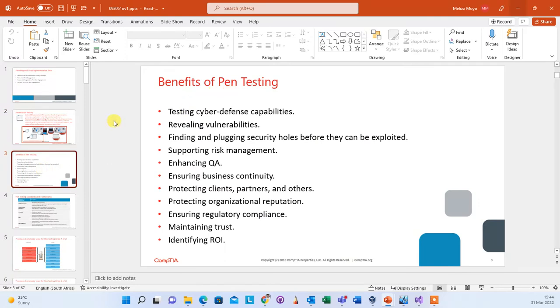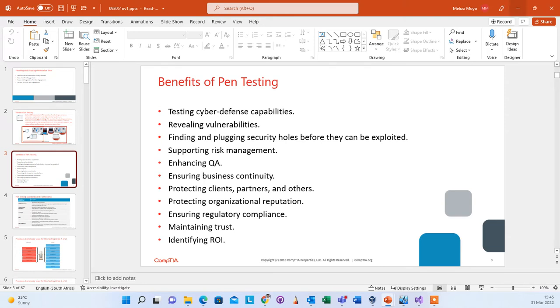Benefits of pen testing, right? What are the benefits of pen testing? Why are organizations hiring us to conduct pen tests on their software, their infrastructure, or their computers, or whatever the call might be for? Number one, testing cyber defense capabilities. Some organization will call you to come and conduct a test on their organization or their systems, just to find out, are they ready?